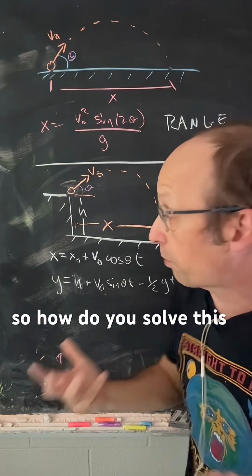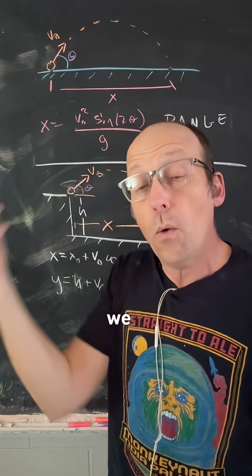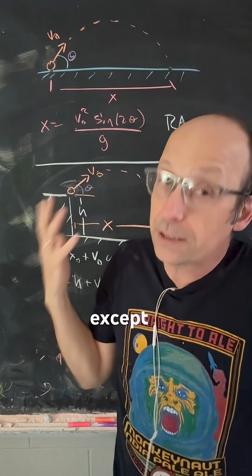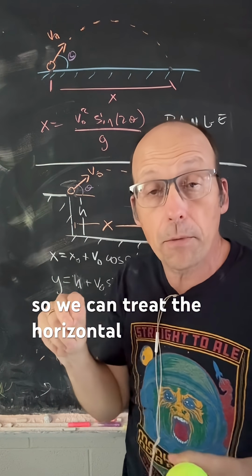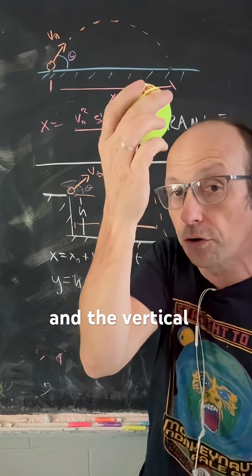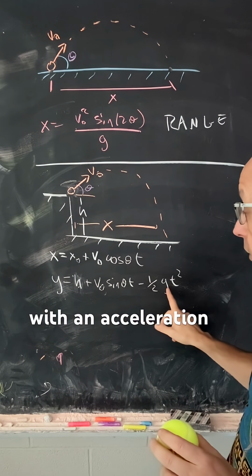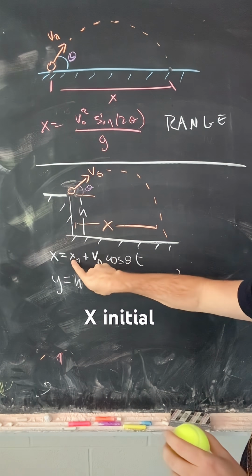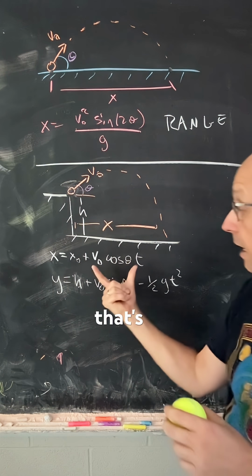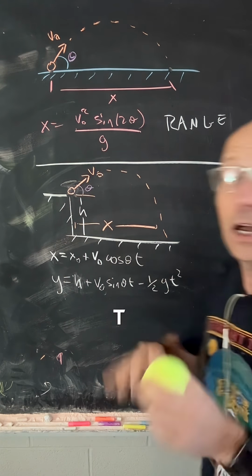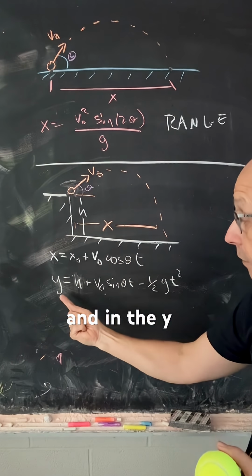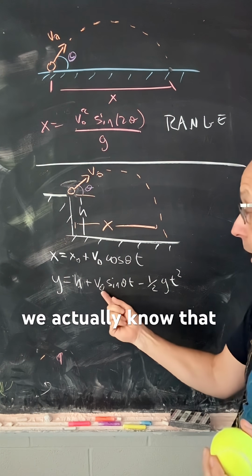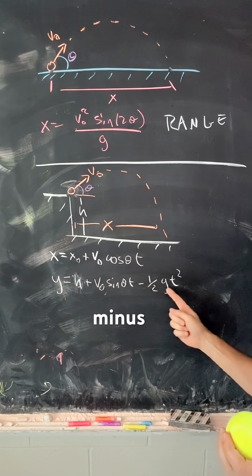So how do you solve this problem? Well, in projectile motion, we assume that the horizontal motion and the vertical motion are independent, except for time. So we can treat the horizontal motion with 0 acceleration and the vertical motion with an acceleration of negative g separately. So here's our x equation: the final x equals initial x plus v0 cosine theta, that's our x velocity, times t, because the acceleration is 0. And in the y direction, we have the initial position is h, the final is 0. We actually know that. 0 equals h plus v0 sine theta t minus 1/2 g t squared.